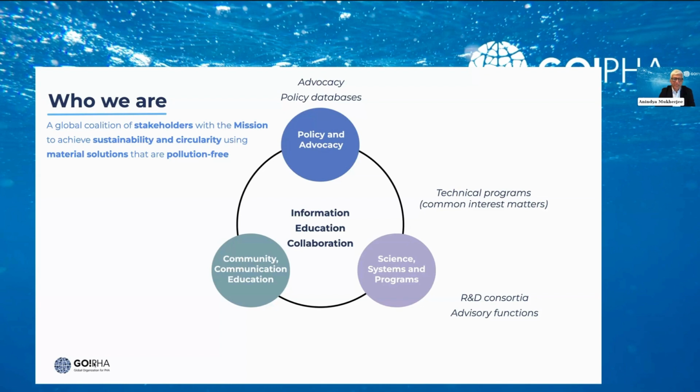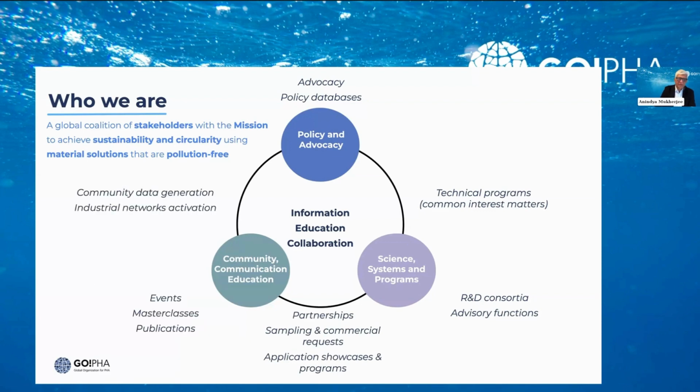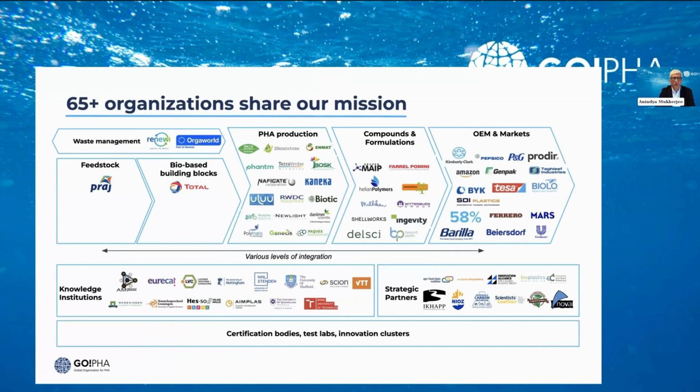And last but not least is our community communication and education. We act within a community, we share the information, we communicate, and we try and educate stakeholders and those that are interested in the science behind using sustainable and circular material solutions that are pollution-free. We have about 65 different organizations that are part of our mission. I do not want to read out all the names, but you can see here that it covers the entire value chain, starting from feedstock all the way to the markets.